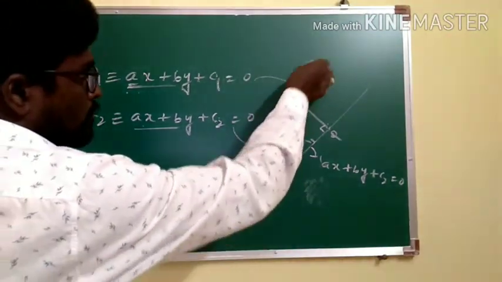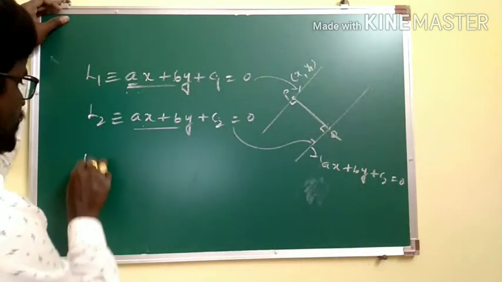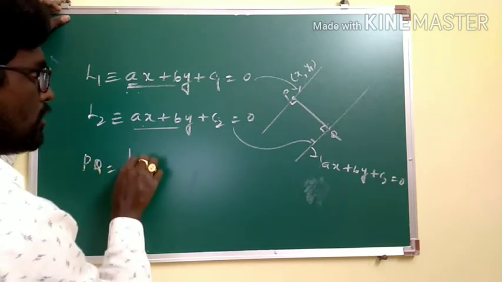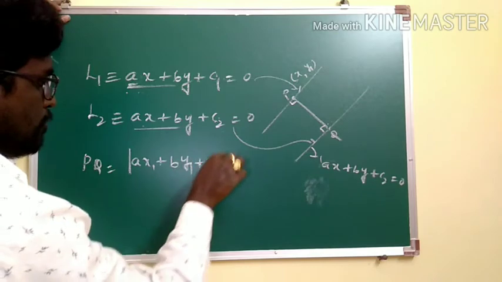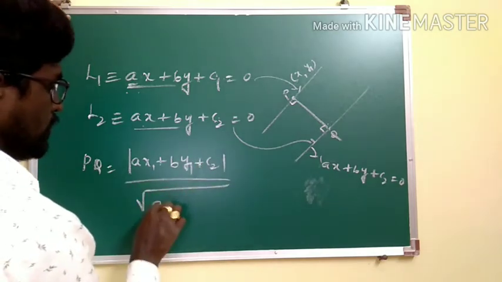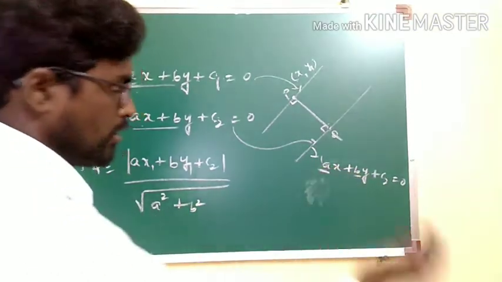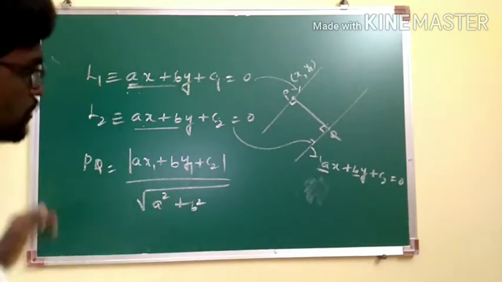Distance from P x1 y1 to the line ax plus by plus c2 equal to 0 is going to be PQ is equal to mod ax1 plus by1 plus c2 by root a square plus b square. What are the coefficients here? A and b. Coefficients of x and y are a and b. So root a square plus b square.